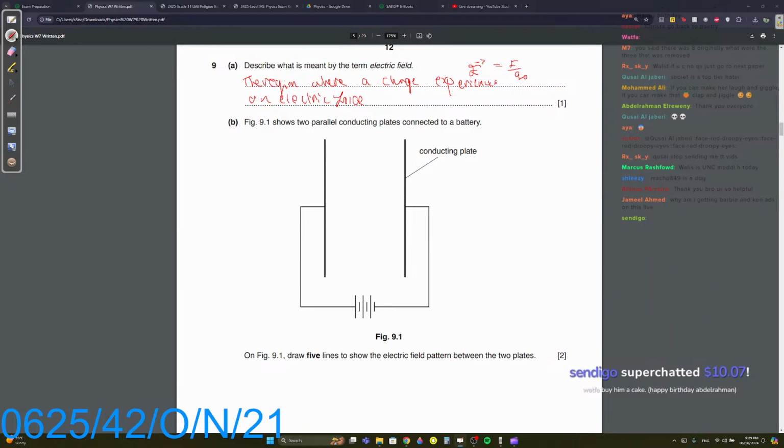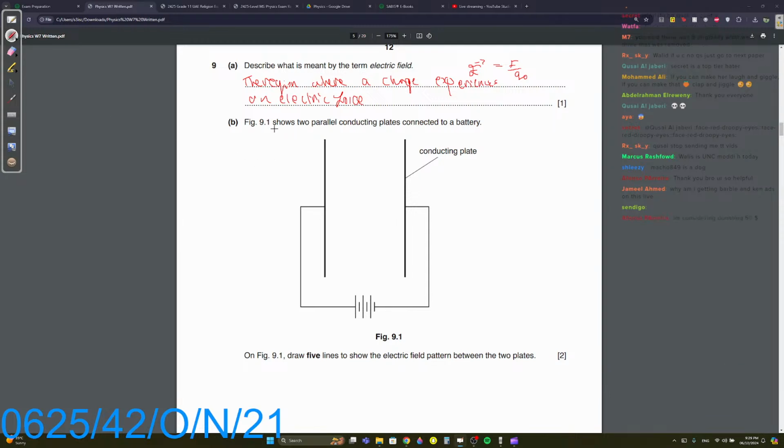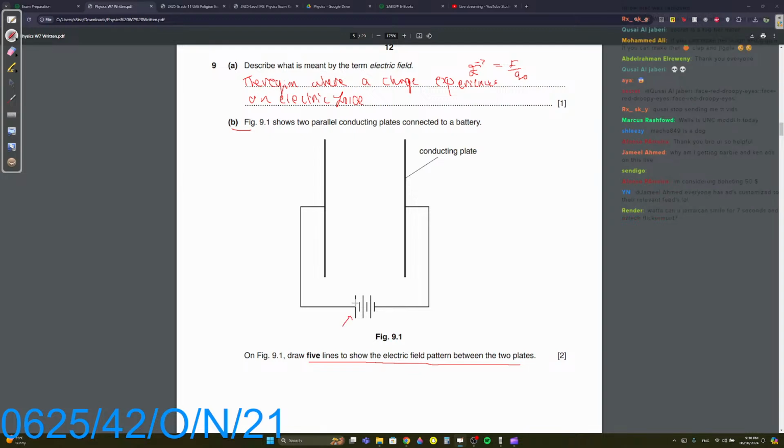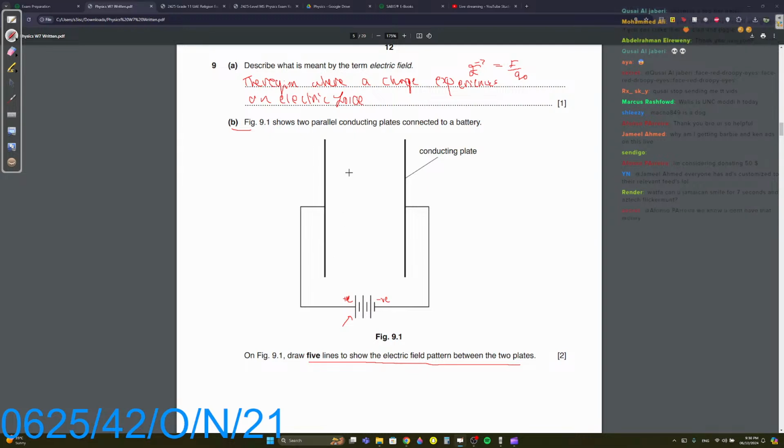Okay. Happy birthday Abdelrahman. Figure 9.1 part B shows 2 parallel conducting plates connected to a battery. On the figure, draw 5 lines to show the electric field between the 2 plates. Okay, let's see. First, we need to know which plate is positive, which one is negative. Over here, this is the positive side of the battery because it's the longer one, and this is the negative side because it's the shorter one. Okay, remember when we have a positive and negative plate that are equally spaced and equal in length, we can simply draw it like this.